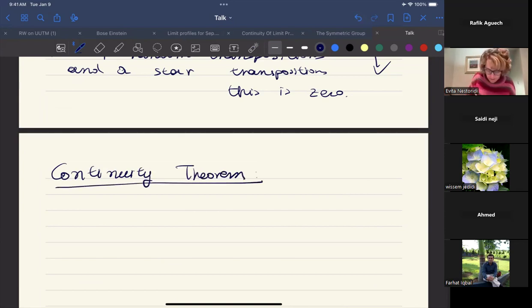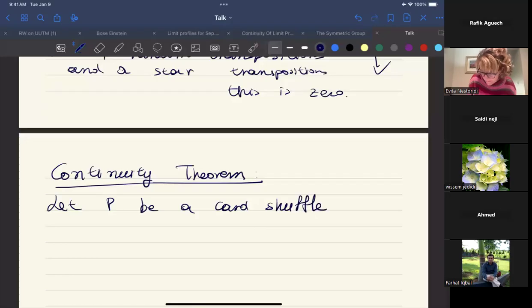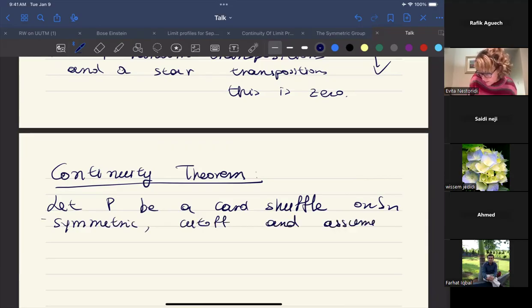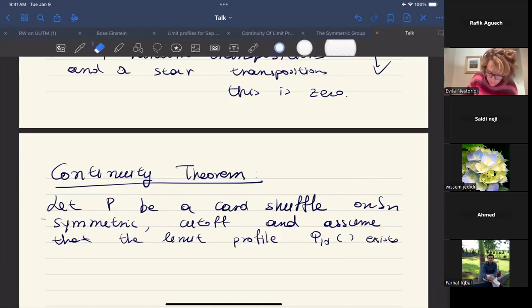That says that, again, let P be a card shuffle on Sn, symmetric, with cutoff, and assume that the limit profile when starting at the identity exists. So it is a function of C. I'll put a dot there.